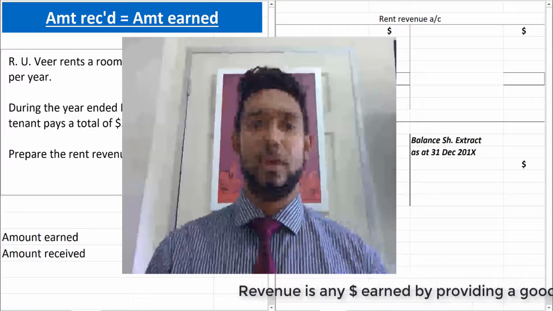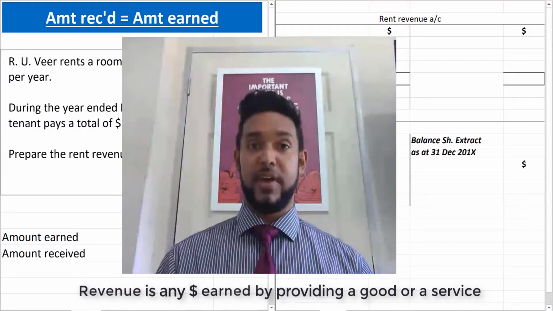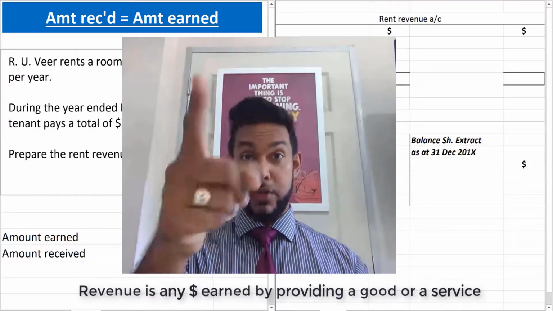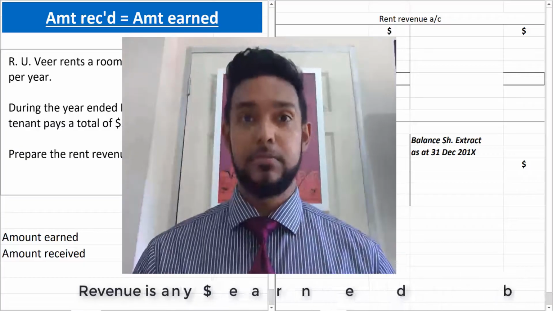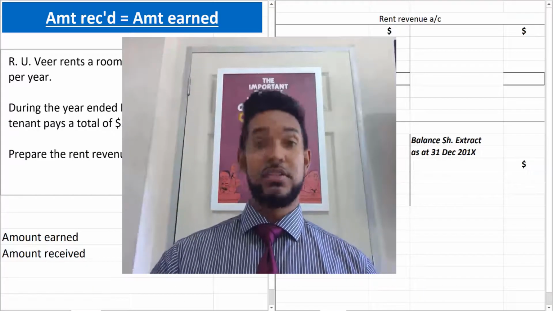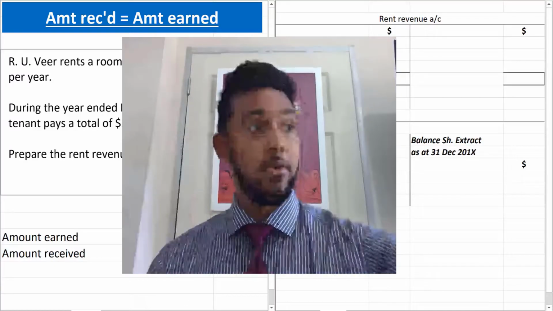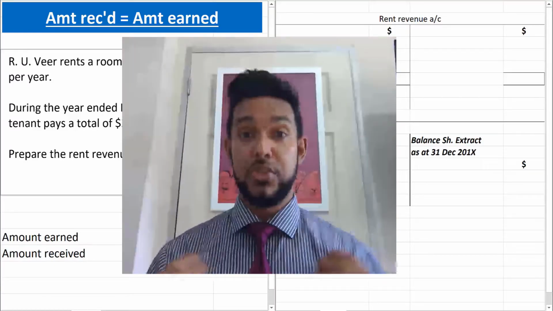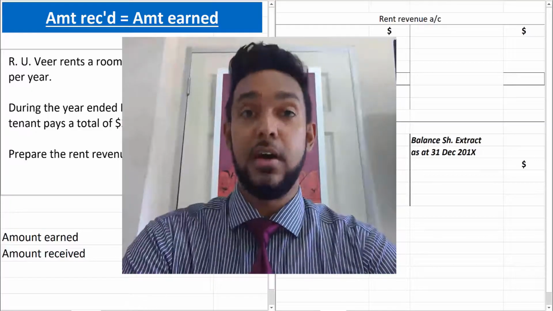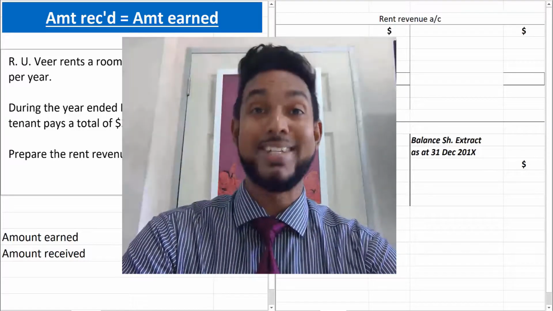Okay, so what is revenue? Revenue is any money earned by providing a good or a service. Quick question, what's the difference between a good and a service? Well, a good is anything that has a physical property. That is, for example, your phone, or pens, clothes you wear, the shoes on your feet. All those things are goods. They have a physical property, they are tangible.